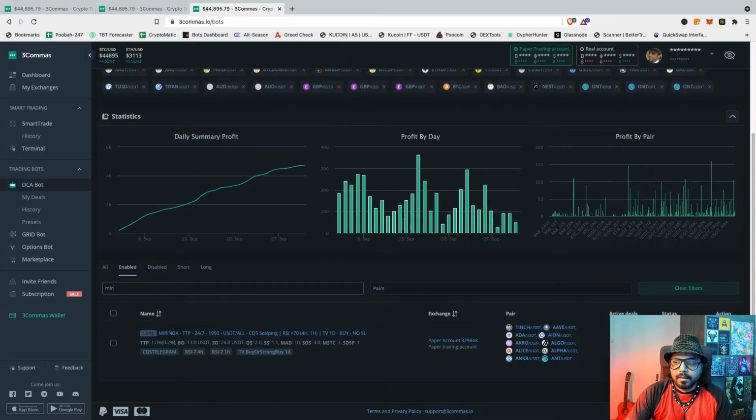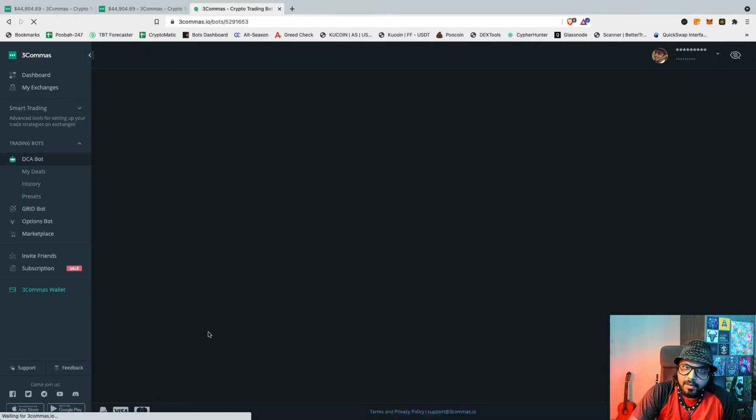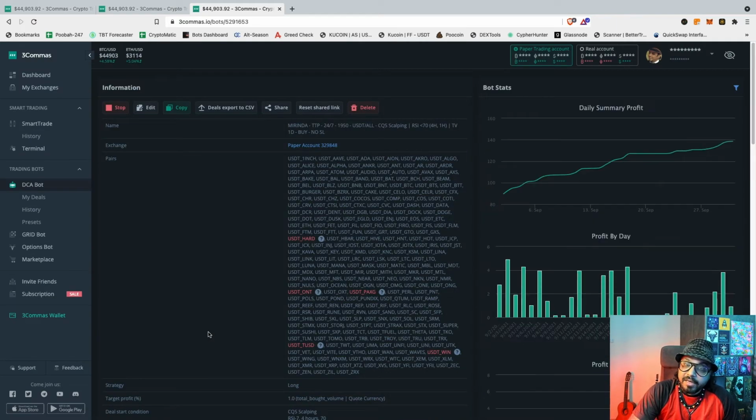There you go. So let's look at the bot. Okay, let's look at the performance as well. This bot is based on CQS. Also, this is something that I came across through the Trading Parrot, so link in the description below.